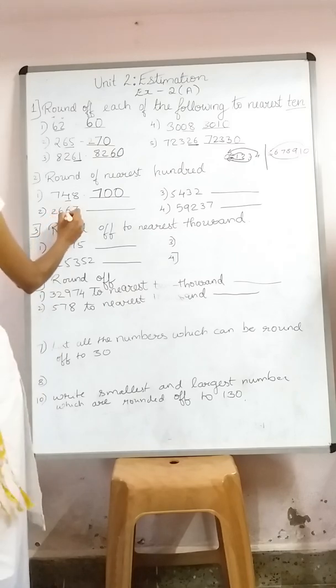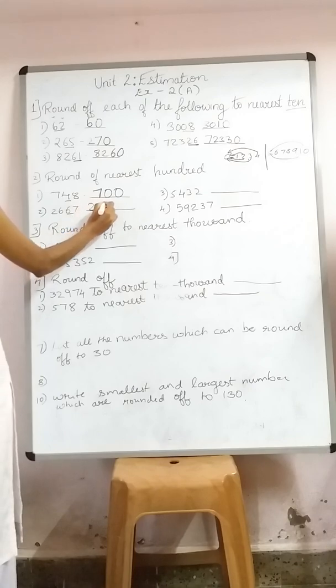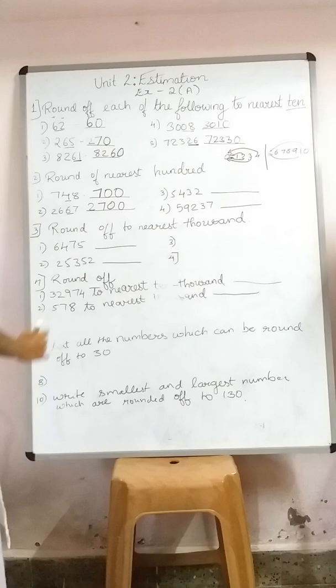Follow? Now come here. This is the tens place. Now 6 is more than 5. If the number is more than 5, what should you do? You should add 1 to the hundreds place. Now here you should add 1, that is 2, 7. Okay? This is the way you write. So next one, let us see.